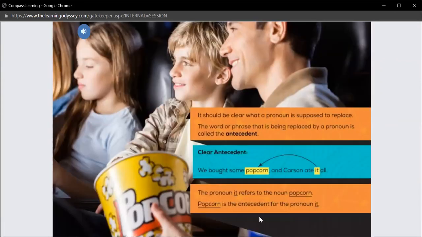Another common problem is vague pronouns. When you read a sentence, it should be clear what a pronoun is supposed to replace. The word or phrase that is being replaced is called the antecedent. If the antecedent isn't clear, the pronoun is vague. Look at the following sentence with a clear antecedent. We bought some popcorn, and Carson ate it all. The pronoun it clearly refers to the noun popcorn. Popcorn is the antecedent for the pronoun it.